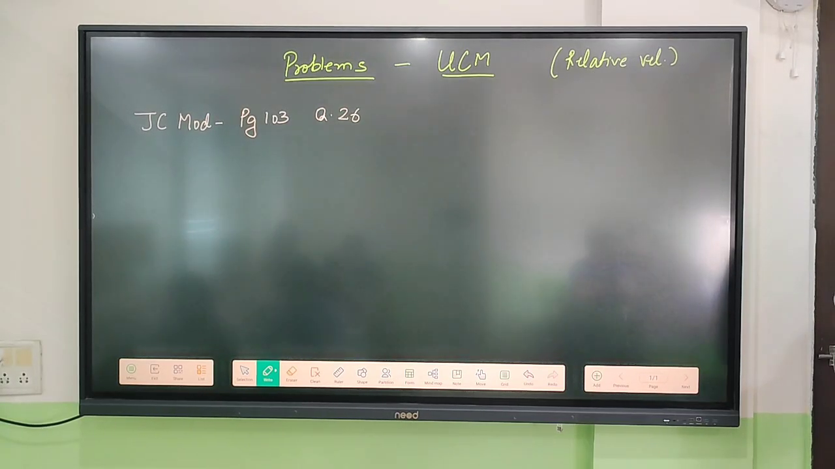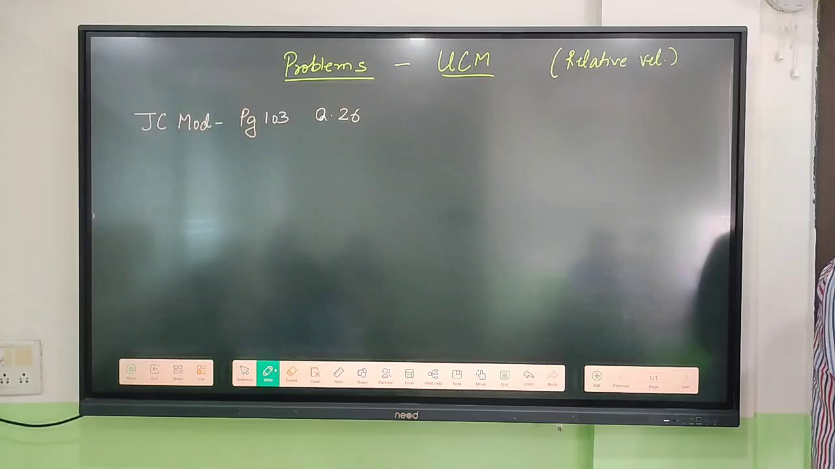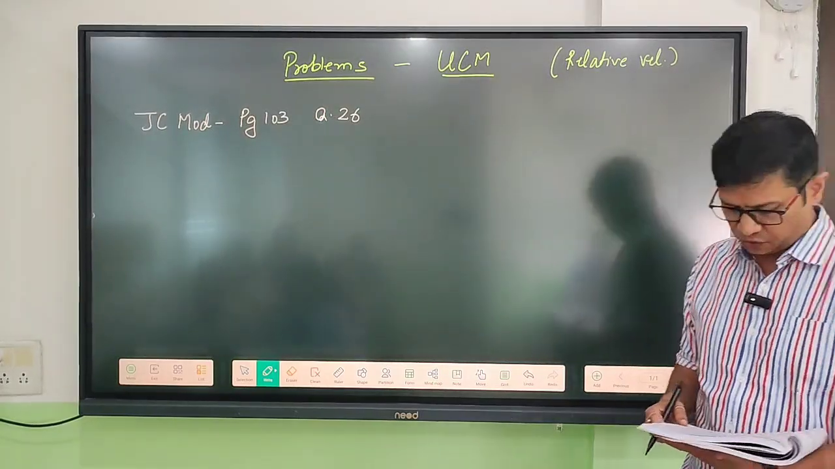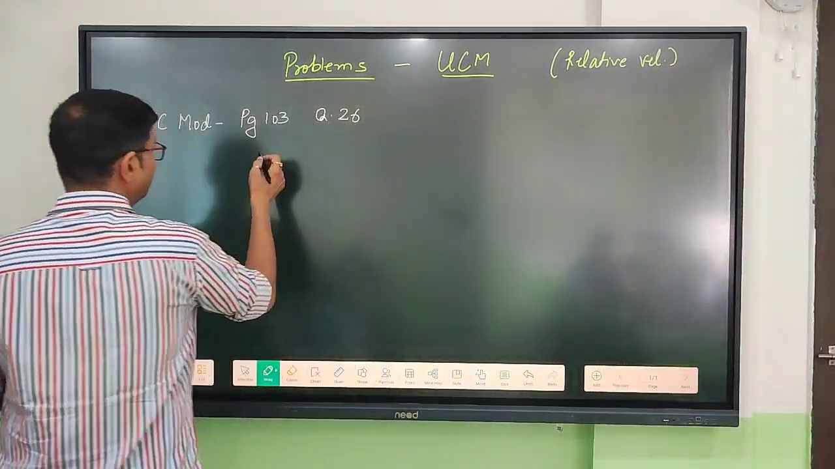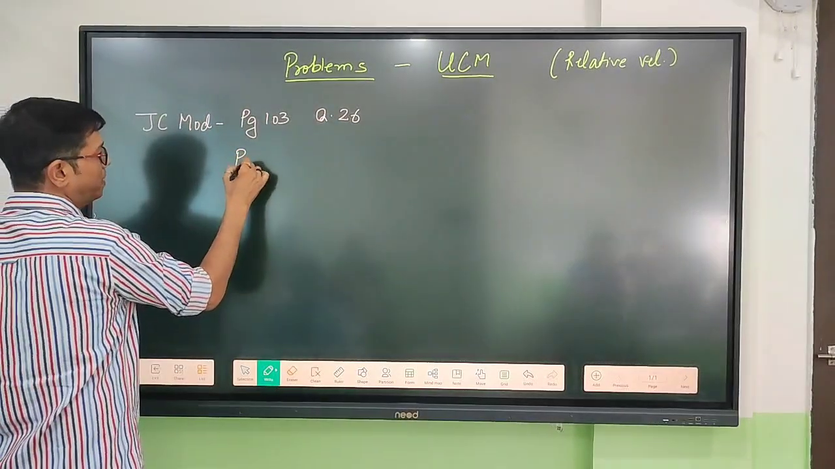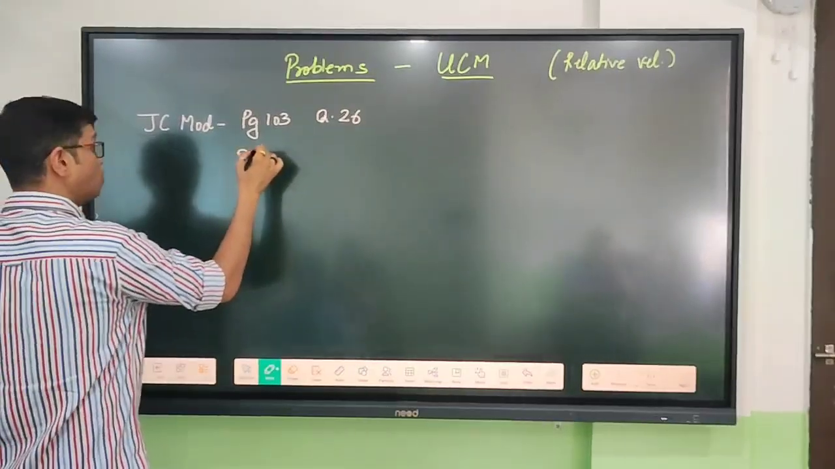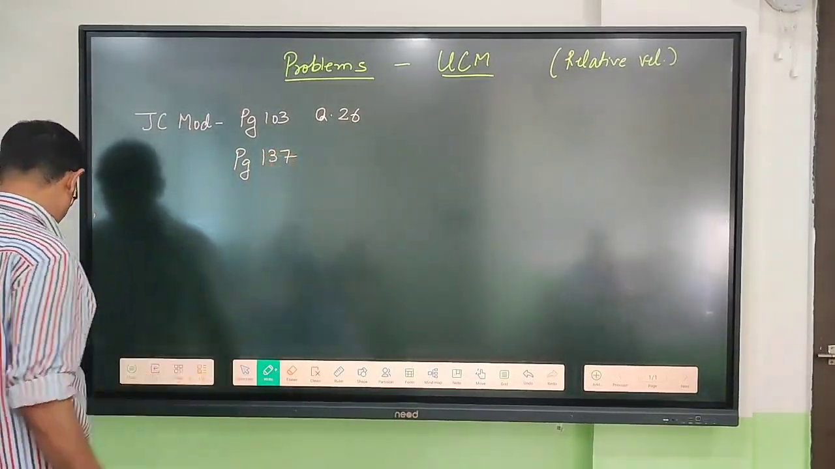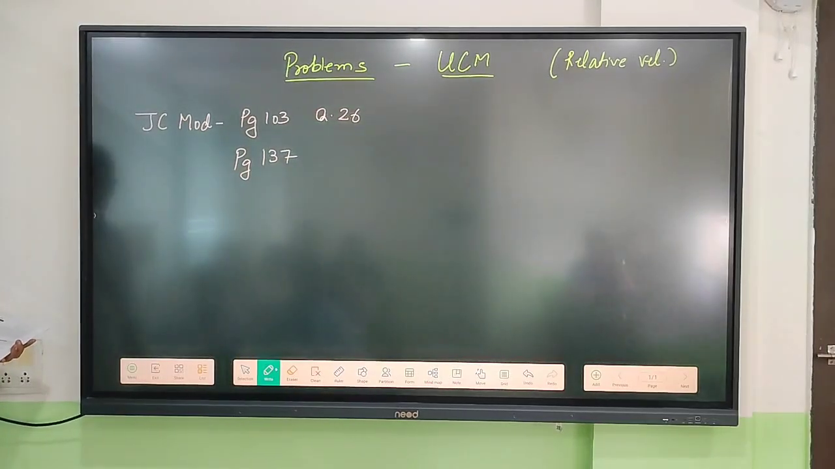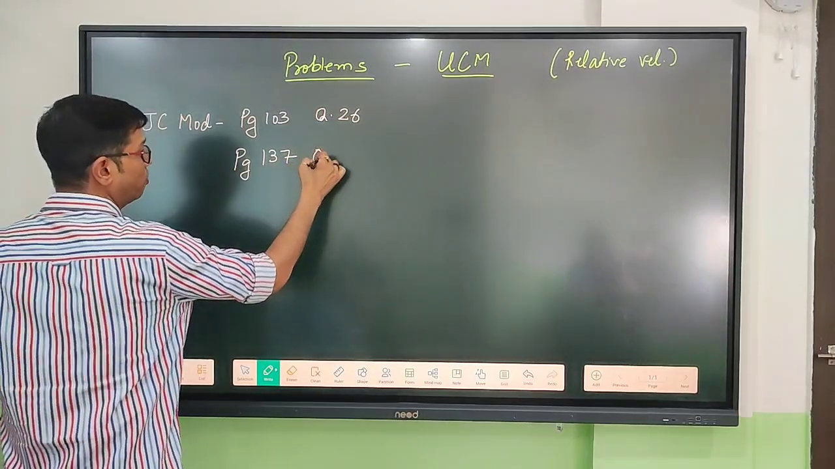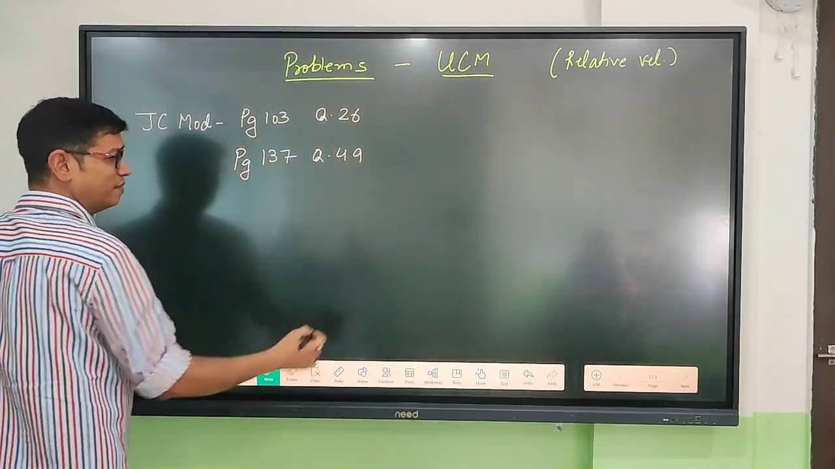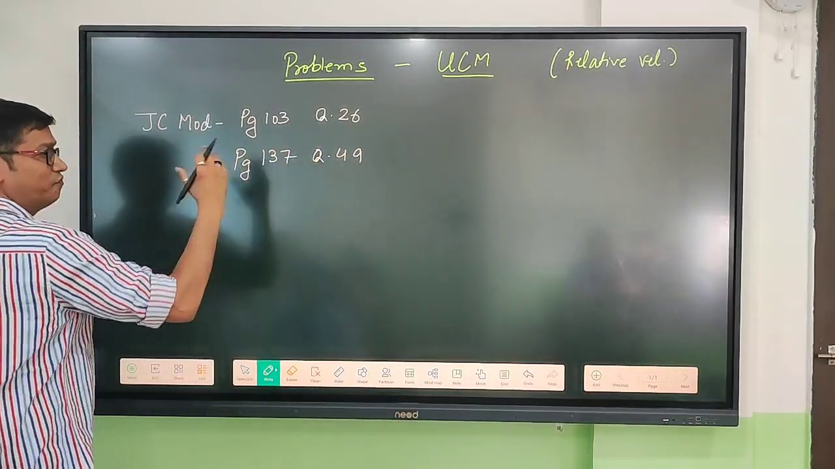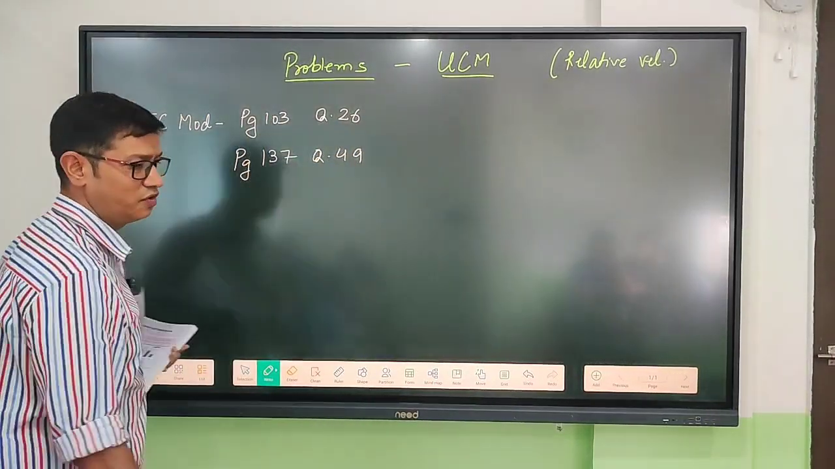Before this problem you guys might get confused. I'll just show you the problem which came in exam. We'll start with the problem which came in exam. You can come to page number 137 because this is slightly twisted. Page 137 and PYQ number 49. It's very similar. It's just this is little easy for you to first grasp the concept and then you can solve 26.